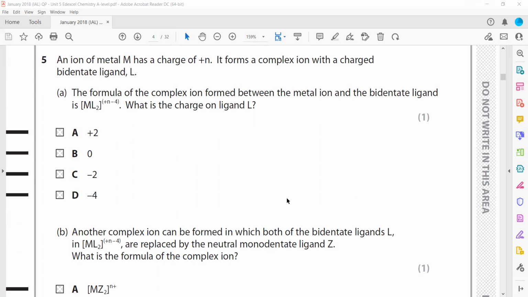An ion of a metal has a charge of plus. It forms a complex with a bidentate ligand. Bidentate ligand means how many ligands could be attached to it. The formula of a complex ion formed between the metal and the bidentate ligand is ML2. What is the charge on the ligand? So how can we work out the charge?